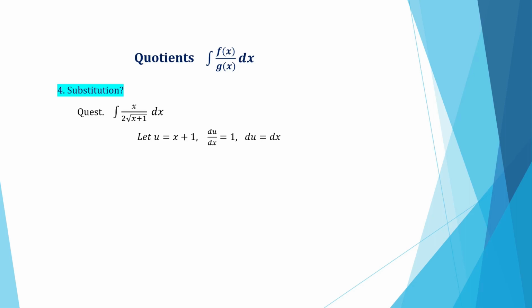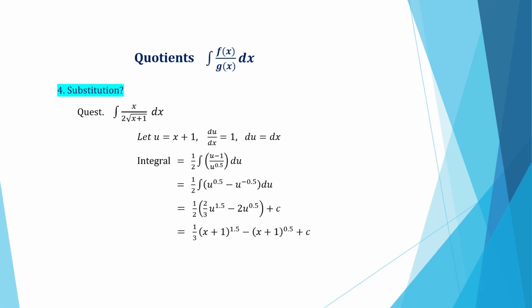We separate the du and the dx, so we've got dx. And then replacing all the x's with the corresponding u terms, we have this. We split that bracket into two parts, each of which we can integrate. And then we replace each of the u's with x plus 1. Sometimes we might need to take it a little further and take, for instance, the power of 0.5 and say that's the square root of the bracket. That's it for integrating quotients.